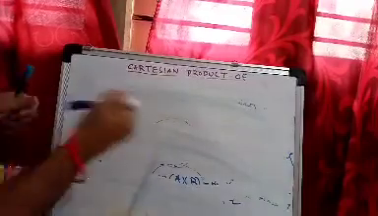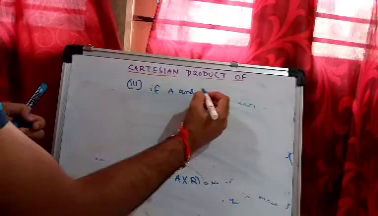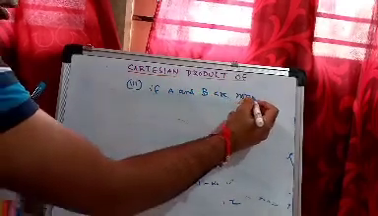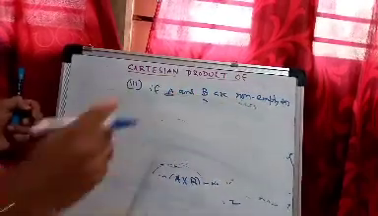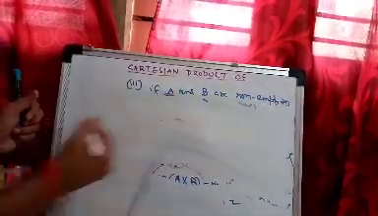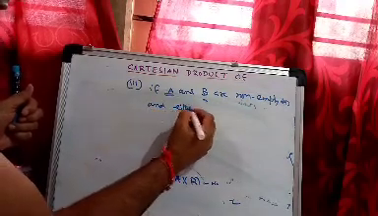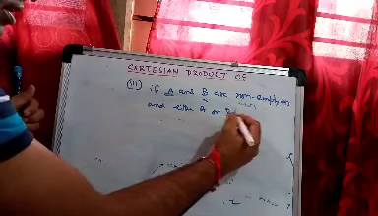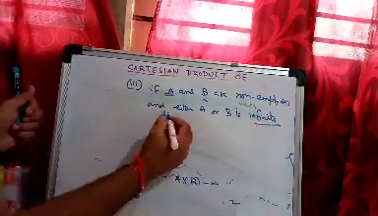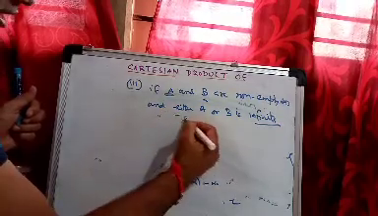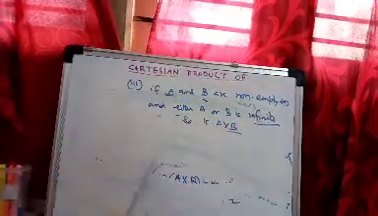The third remark is, if A and B are non-empty sets, meaning both sets have some elements, and either A or B is infinite, suppose one of the sets is infinite, then so is A cross B. If one of the sets is infinite, then A cross B is also infinite.